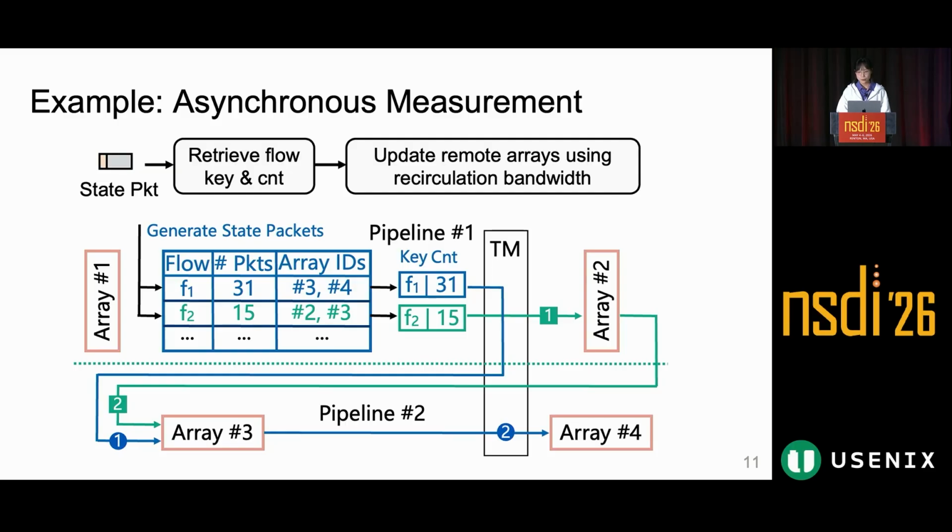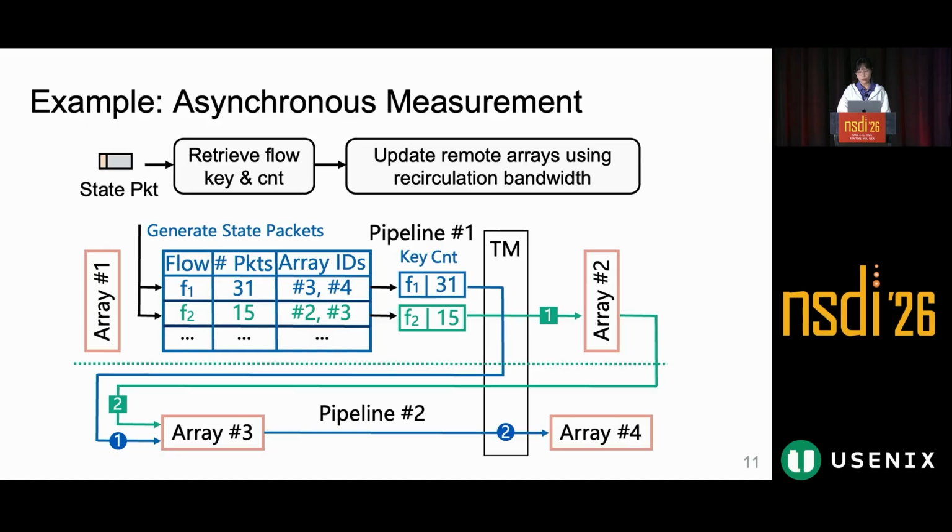Now, how do remote arrays receive the cached key? SketchPipe generates state packets inside the switch. A state packet retrieves a cached flow key and its packet count, then piggybacks them on its packet header. The state packet is then routed to the pipelines that contain the remaining sketch arrays. When it reaches a target array, it updates the corresponding counters using the cached key and count. After finishing the update, the state packet can be recirculated and reused for the next cached key. This way, SketchPipe gives each sketch array a complete view of flow keys, but it does not force normal packets to visit all pipelines.